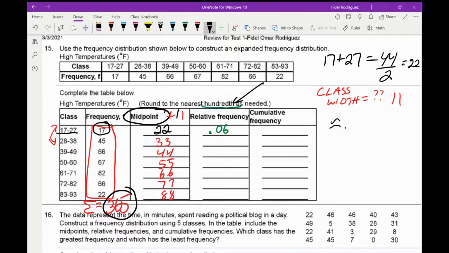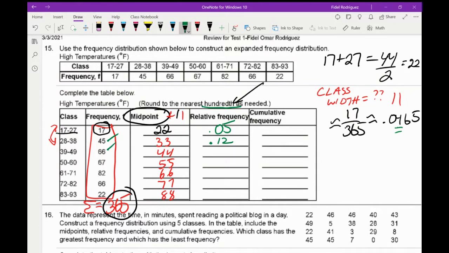So I got to take 17 and divide it by 365. Okay. 17 divided by 365. And I'm coming up with 0.0465. Okay. And I got to go to the second decimal place. So I'm going to put a 0.05 right here. Okay, and I'm going to do the same thing for 45. So I'm going to do 45 divided by 365. And I'm coming up with 0.123, so I'm just going to put 0.12.